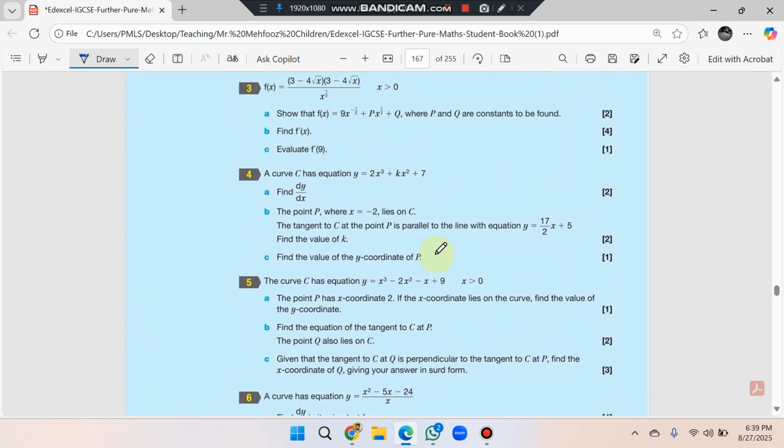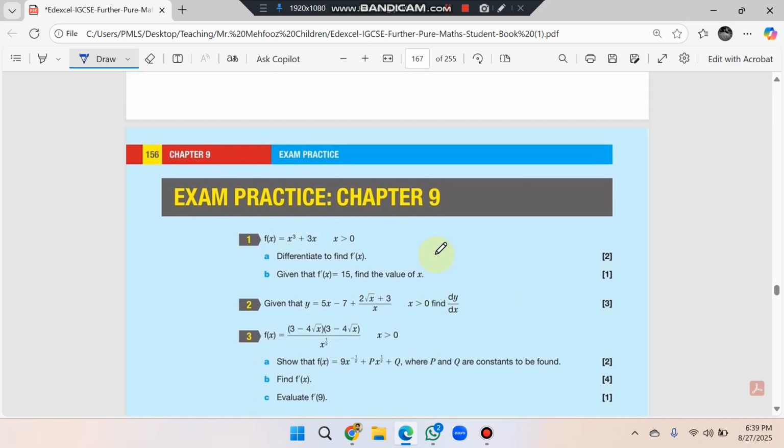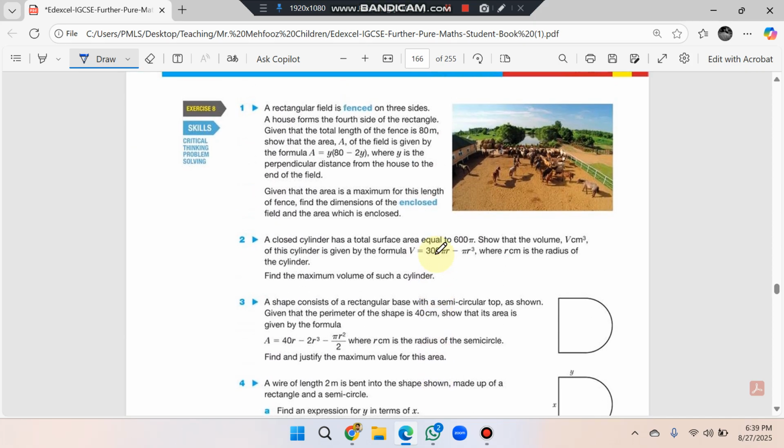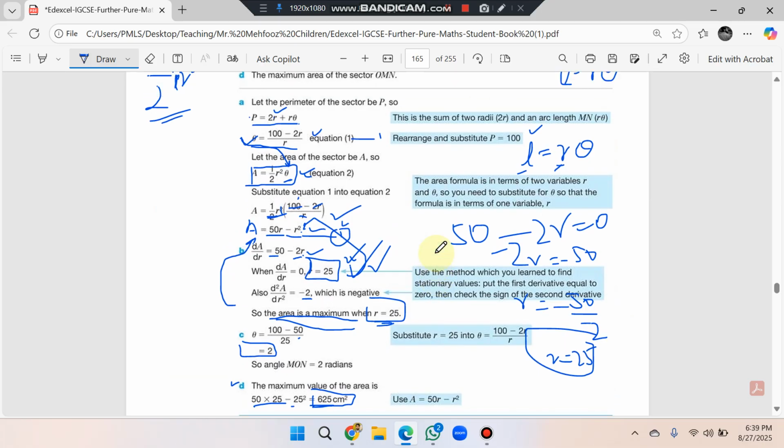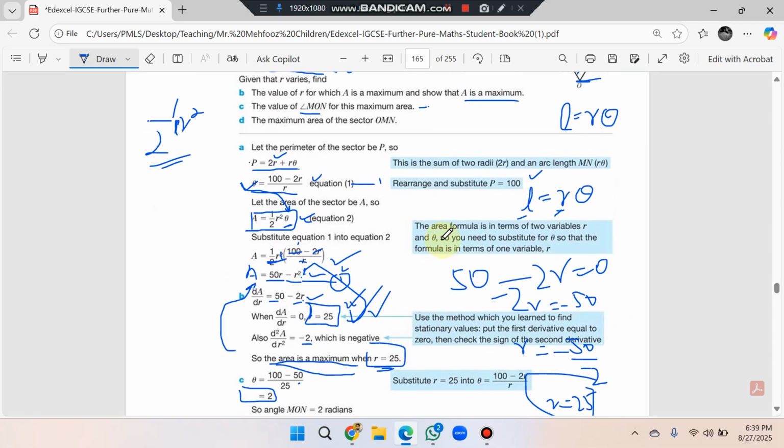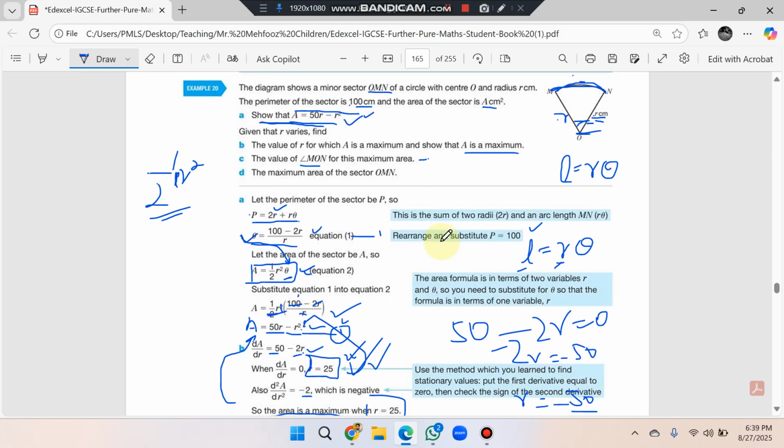This is the summary of this chapter. Do you understand? Do you have any problem? No. Okay, so first of all, you have to do this example 20. Secondly, I'll give you one or two questions from the exercise. Then I'll give you some questions from the exam practice. Okay, do it fast.